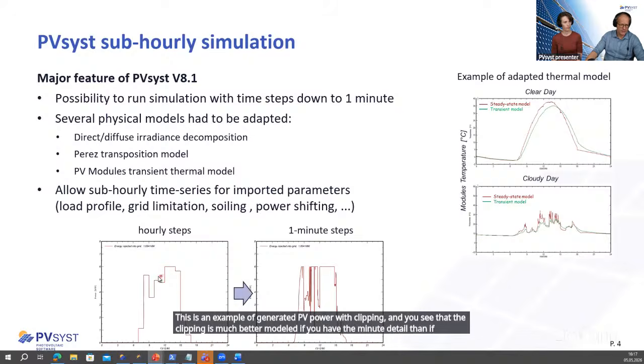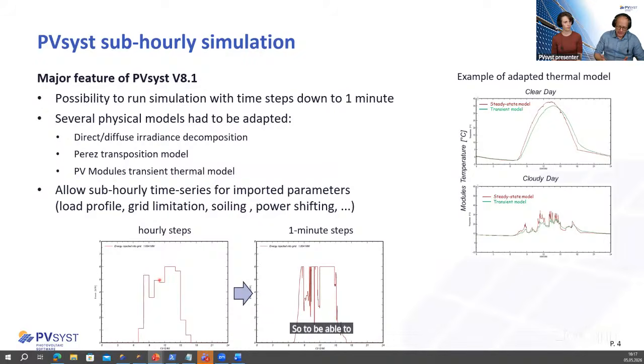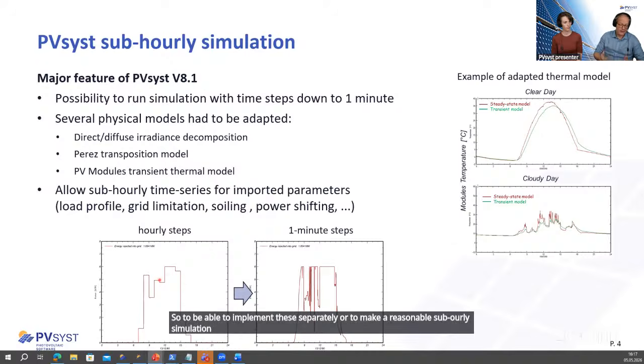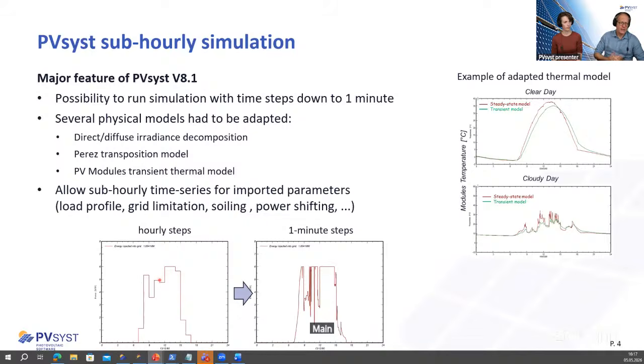So to be able to make a reasonable sub-hourly simulation in PVsyst, we had to adapt some physical models. So it's not just simulating the same way in shorter time steps, but we had to make sure that also the physical models are adapted to these shorter time steps. And there were mainly three models that we needed to adapt for good results.